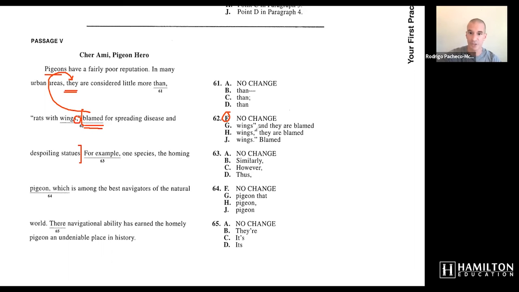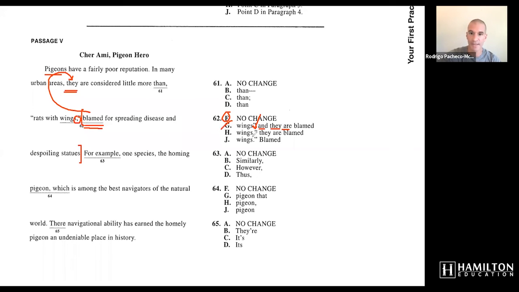Let's take a look at G. With G, we create a second independent clause. So we have a subject and a verb. We also have a conjunction, which means that we would be joining two independent clauses with a conjunction, but there's something missing here, and that is the comma that should go before the conjunction. So we can eliminate G.